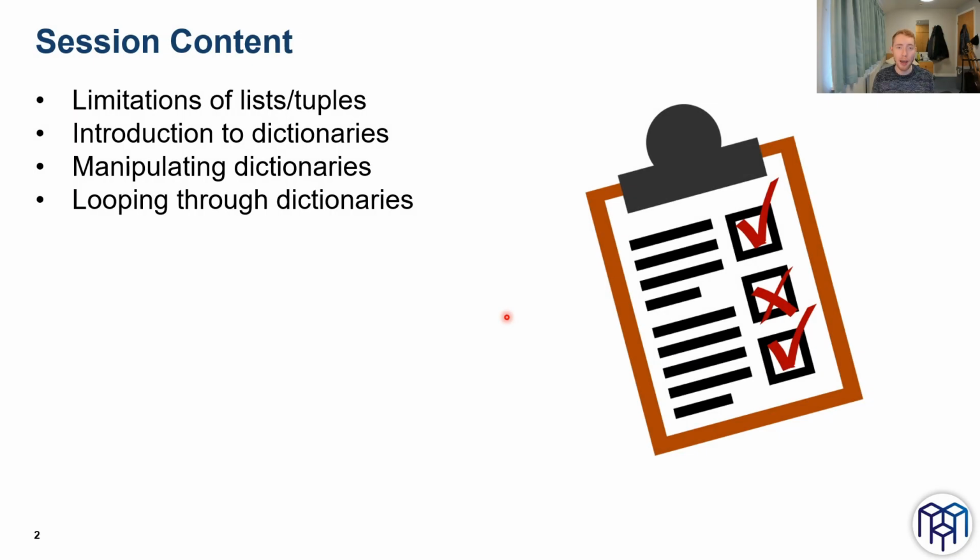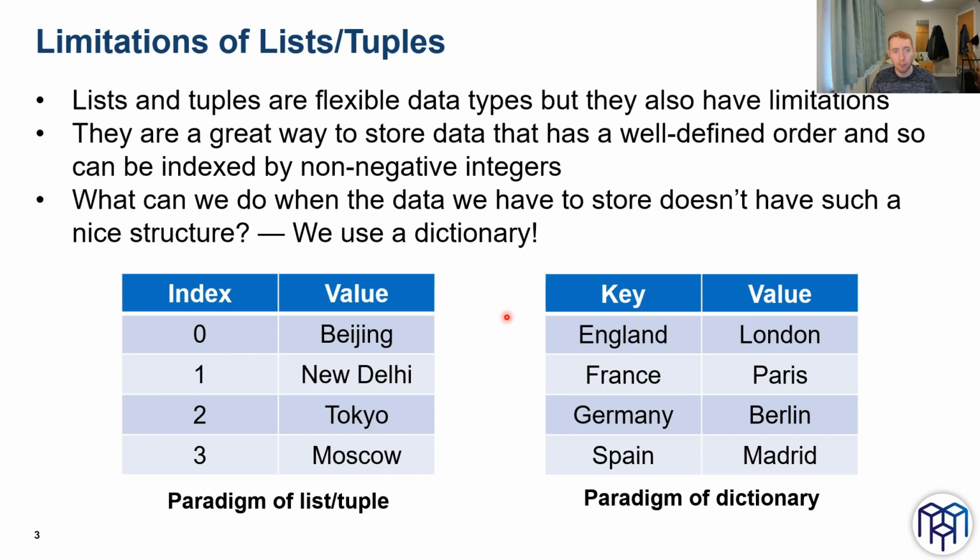Okay, so we're going to start by having a discussion about the limitations of lists and tuples to try and motivate ourselves as to why we need these things called dictionaries. And so we've seen lists and tuples a fair bit. They're a very flexible data type. They're very good for when we have multiple bits of data, we want to store them under one name. So rather than having 10 different variables for 10 different things, we would combine those together into a single variable that is easier to access and easier to manipulate.